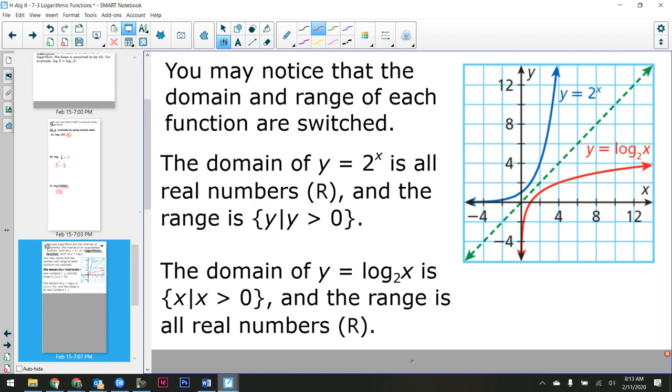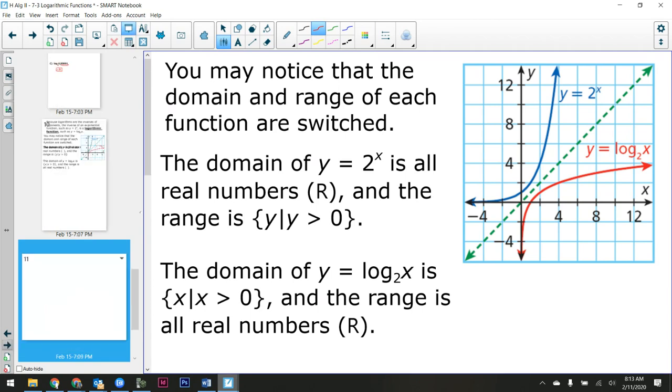So the asymptote was here for my exponential, right? It was always getting closer and closer to 0. The y values were going to get closer and closer to 0. Now the x values are going to get closer and closer to 0. Okay? I believe that was all on that side. Okay, perfect. Let's graph one.